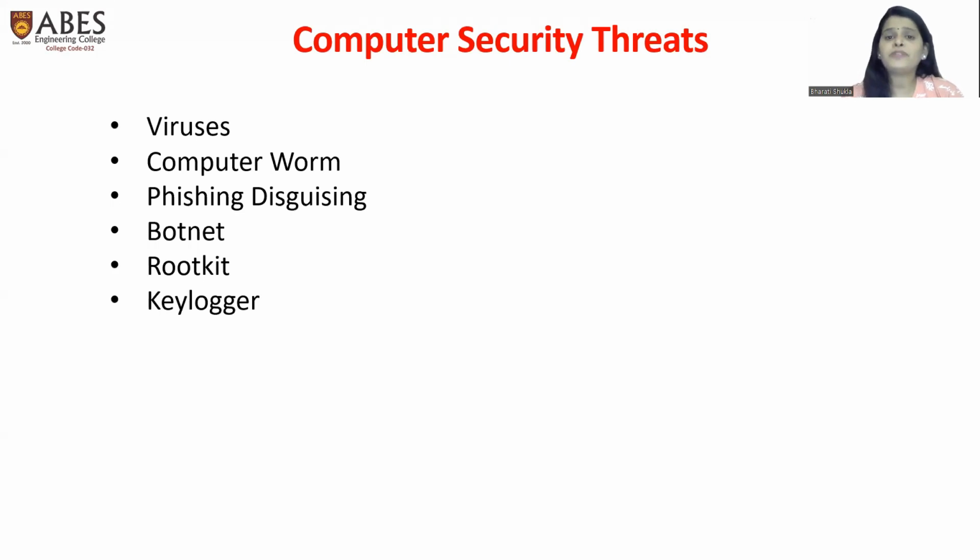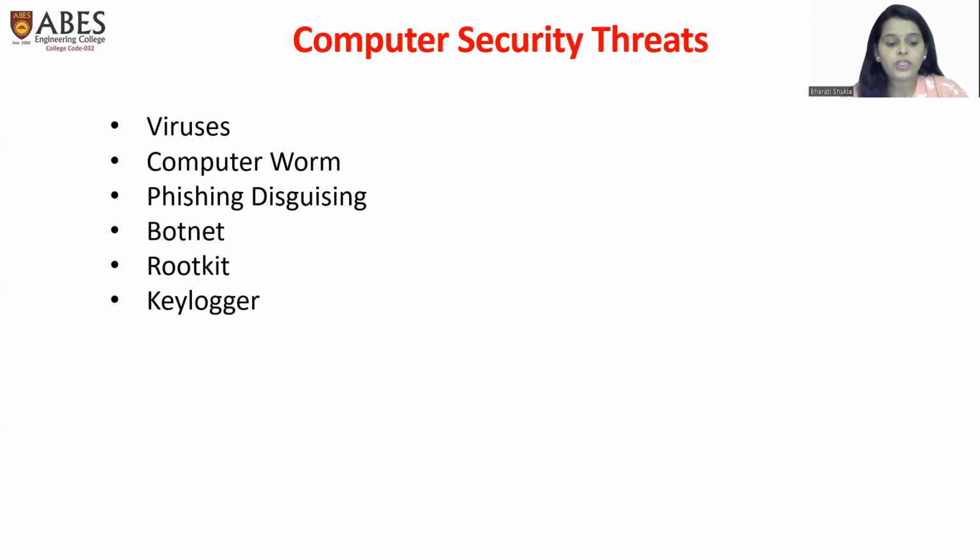There are also some types of threats introduced to computer security. Some basic threats are virus, computer worm, phishing, botnet, rootkit, and keylogger. There are lots of other threats, but in today's lecture, we are covering only these. First threat is a virus. All of you know that a virus is introduced in our system and it corrupts all the files. A virus is a malicious program which loads into the user's computer without the user knowing, and it replicates itself and infects the files.